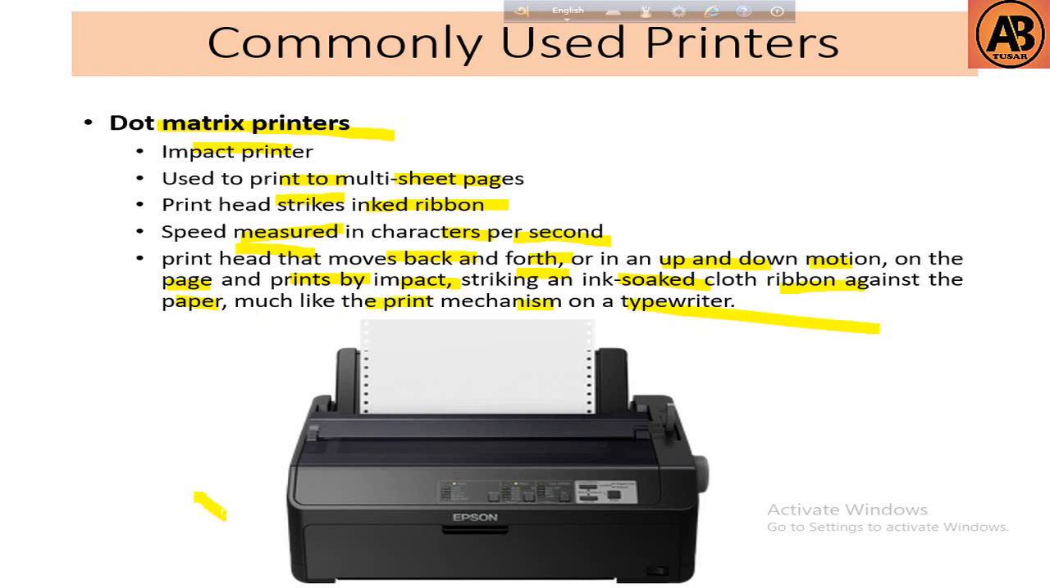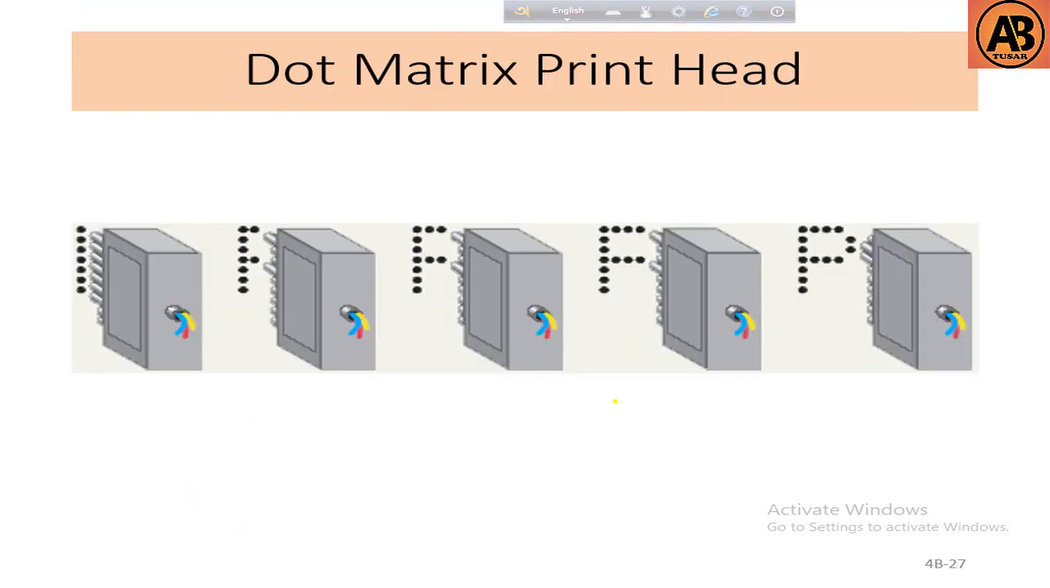So this is a picture of a dot matrix printer. And how does the dot matrix print head work? Here we can see the printer head makes different dots to form a character or a visualization. Here you can see dot, dot, dot, dot, and the dots make the symbol P. So in this way a dot matrix printer works.